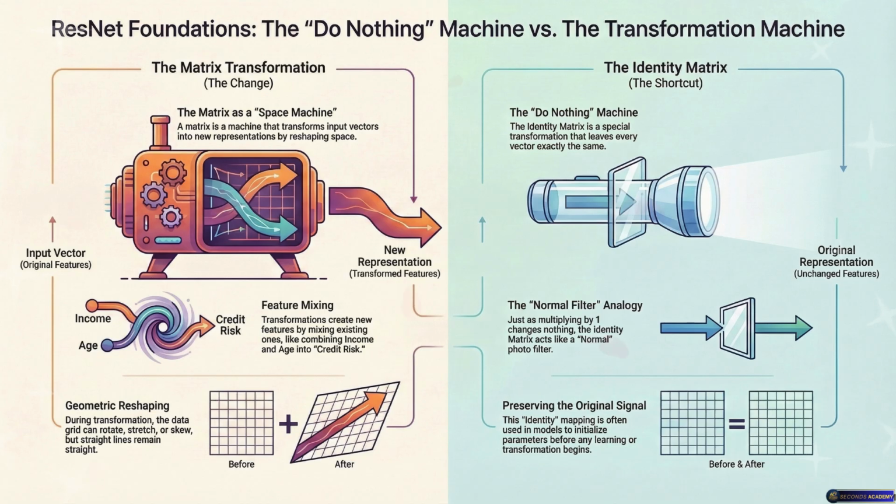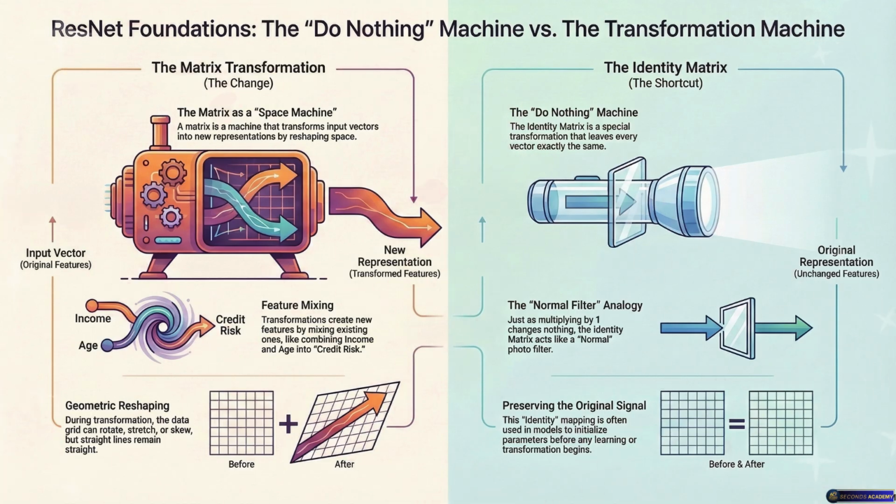A way out. Yes, they told the network if warping this data is going to destroy the signal, you can easily default to the identity mapping. You can just pass the data straight through, completely untouched. By giving the neural network the ability to easily learn the identity matrix, the ability to choose to do nothing, they instantly solved the degradation problem.